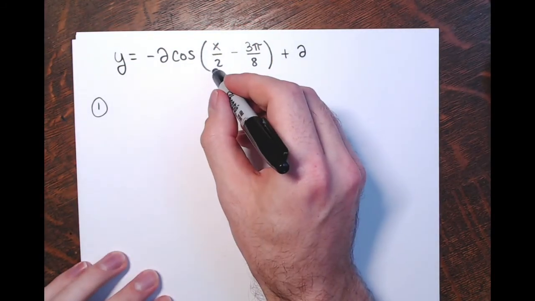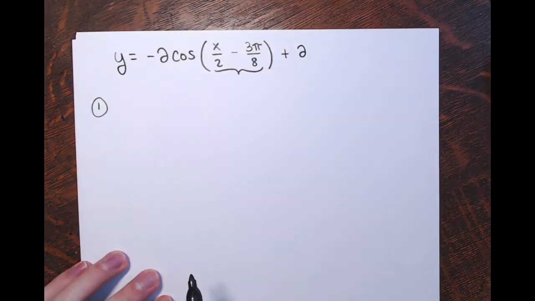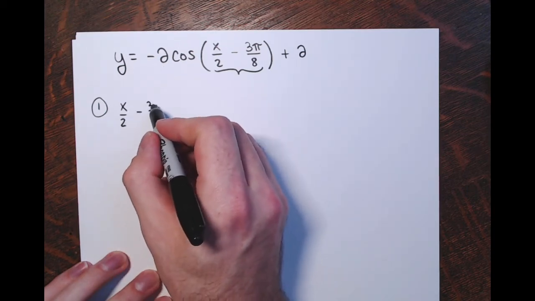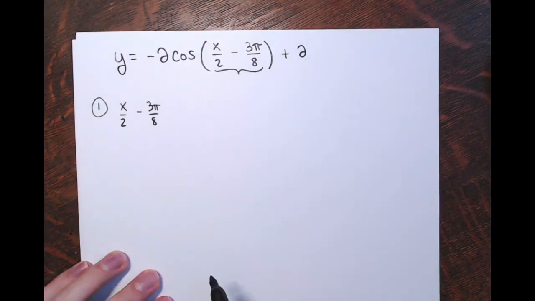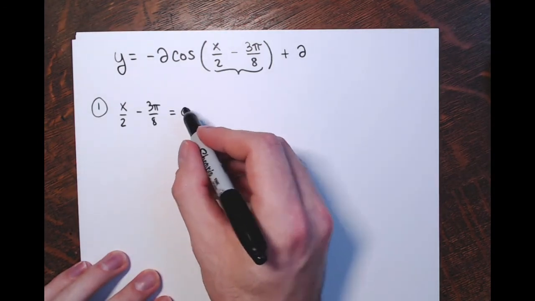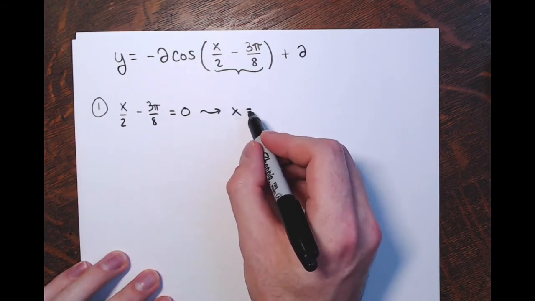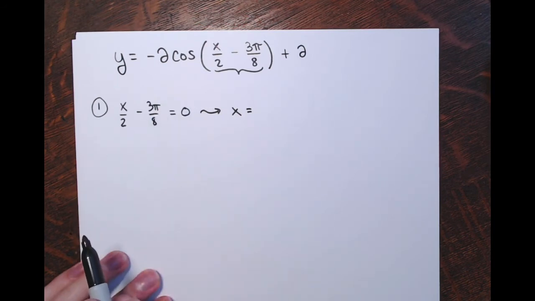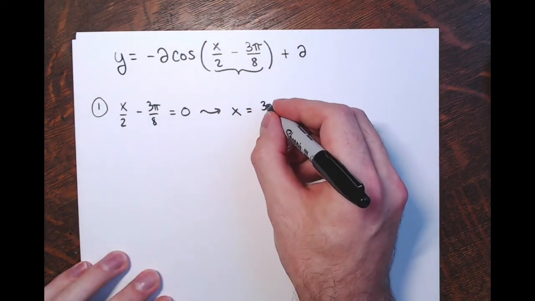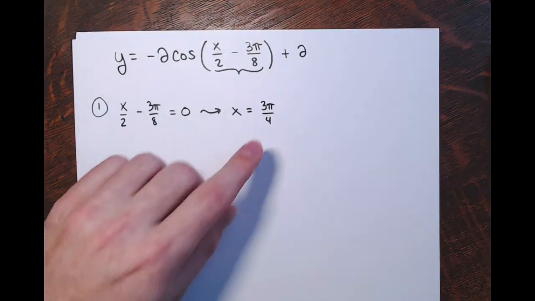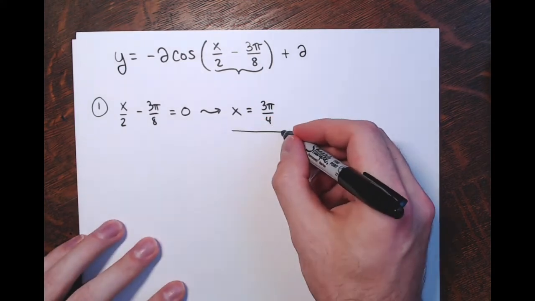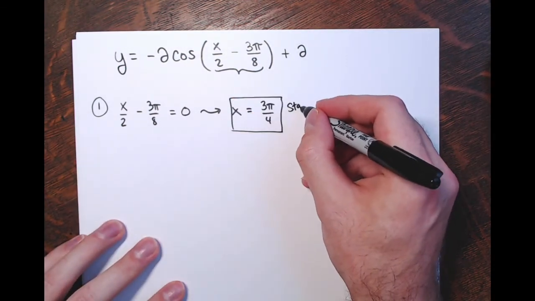So first I'm going to figure out where I'm going to start my first cycle. I'm going to take this expression inside the cosine function, set it equal to 0, and solve for x. That would involve adding 3 pi over 8 and then multiplying both sides by 2. So x would be equal to 3 pi over 4. And you can double check. When I plug this in, half of 3 pi over 4 is 3 pi over 8, minus 3 pi over 8 is 0. So this is where I'm going to start the first cycle.